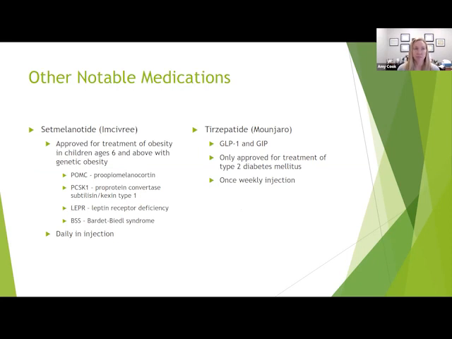So those were the big ones that are actually FDA approved for anti-obesity treatment, but I will mention a couple other medications. Setmelanotide is a medication that is approved for the treatment of obesity in children ages 6 and above with a genetic obesity syndrome. And the 4 that are approved for the genetic issues are the POMC, PCSK1, the leptin receptor deficiency, and the Bardet-Biedl syndrome. This is a daily injection also.